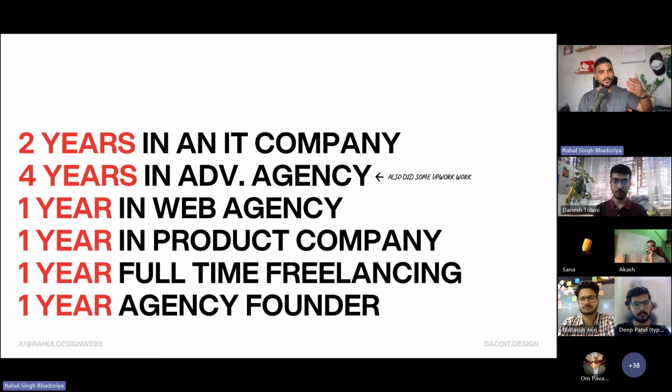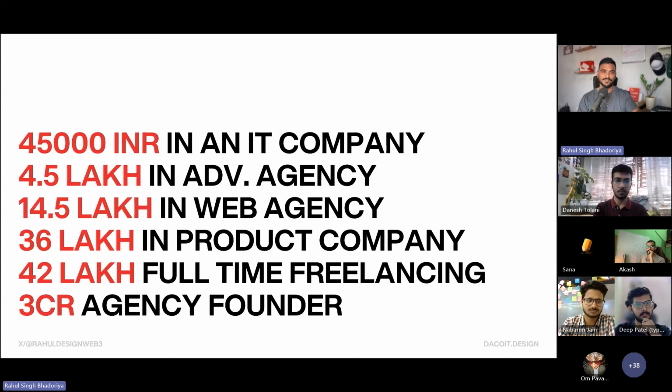Now let's go a little bit more into detail. I have not shared this before, but this is the first time I'm sharing this. This is how much money I was making every year in every job. If you go one by one, these are all yearly figures, not monthly. I used to make 45K INR yearly when I was at the IT company. So my average was around 4K a month. Then I joined that agency in Ahmedabad.